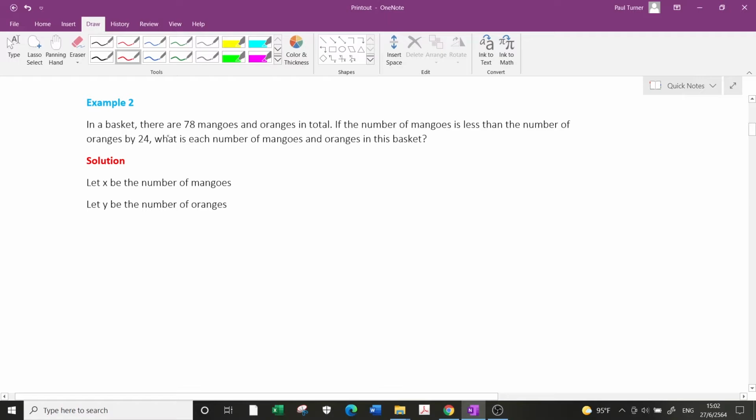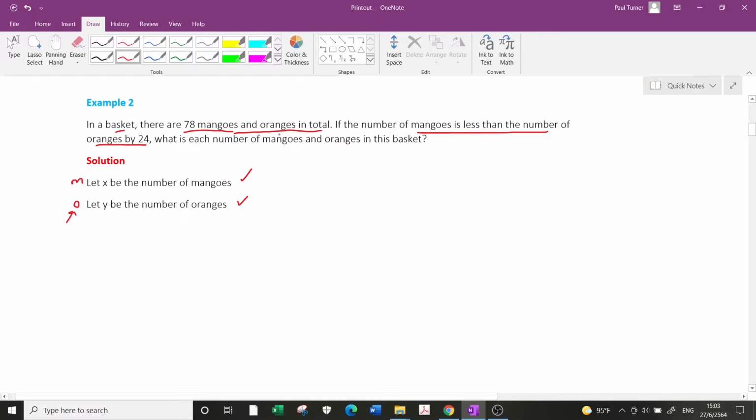In example 2, we have a basket that has 78 mangoes and oranges in total. If the number of mangoes is less than the number of oranges by 24, what is the number of mangoes and oranges in this basket? So in this question, I let x be the number of mangoes. We could also use m if you like. And let y be the number of oranges. And you could use O for that.